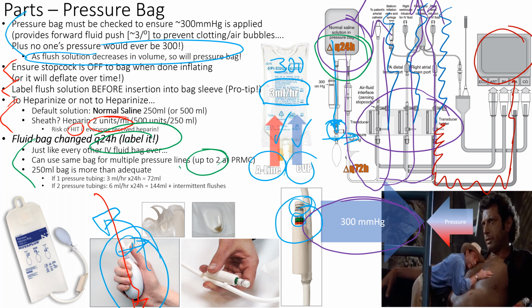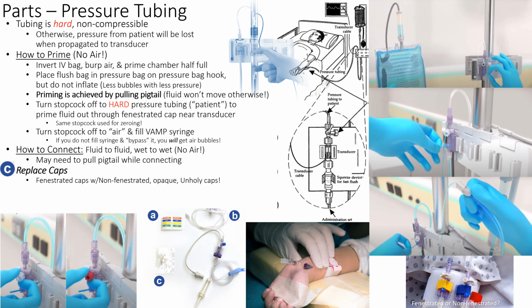And how do you know your pressure bag's at 300? It's in the green zone, right? All right, the tubing itself, right? The tubing is hard to the touch. Otherwise, the pressure will be lost on its way back to the monitor, right? So we want to make sure we're not losing any of that valuable information, okay?